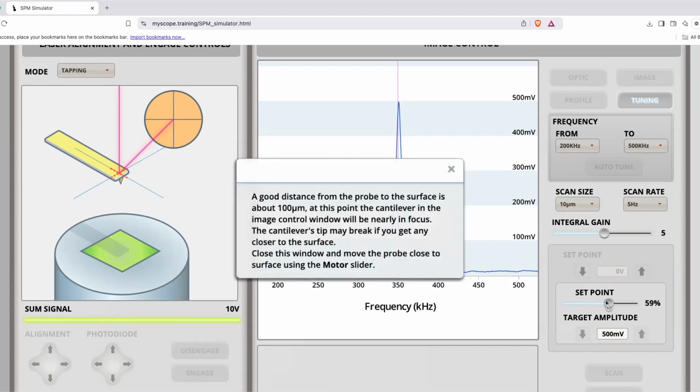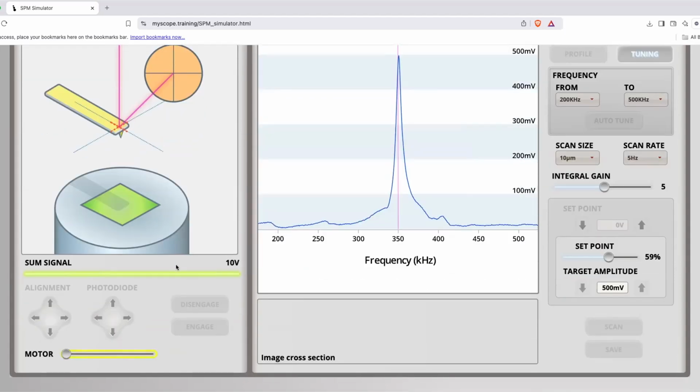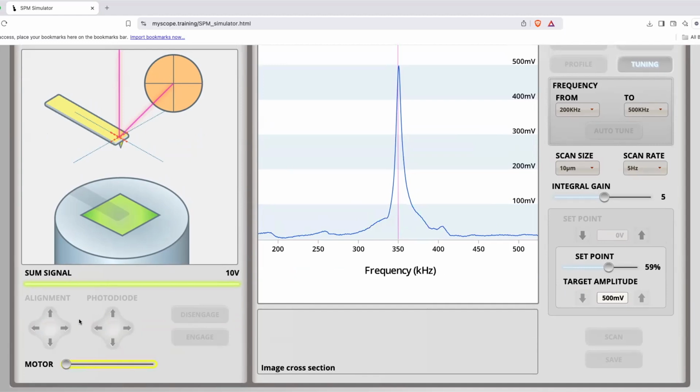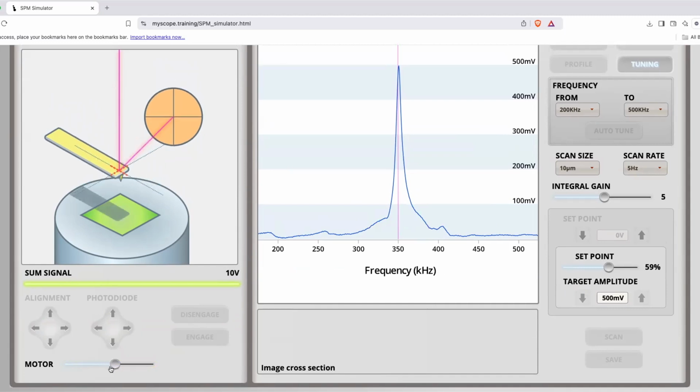Then you can use some set point. It doesn't matter what it is, because right now you have to move the motor. This is where you crash, and you have to be very careful. You don't go very close.